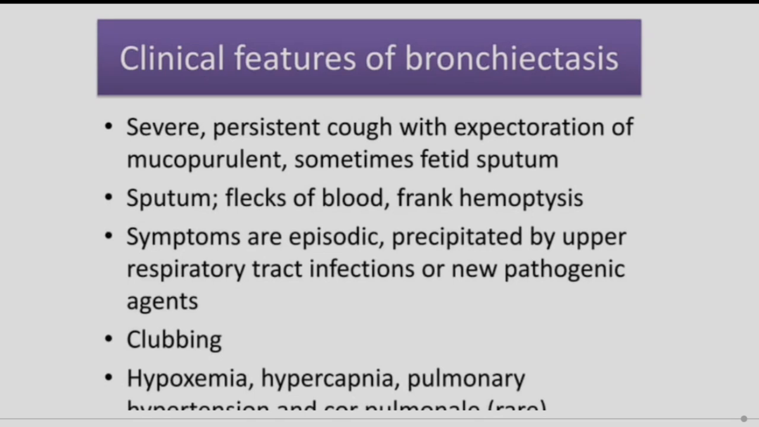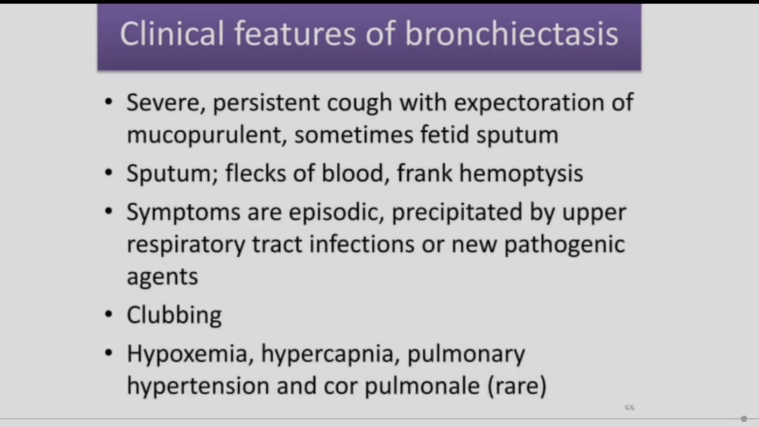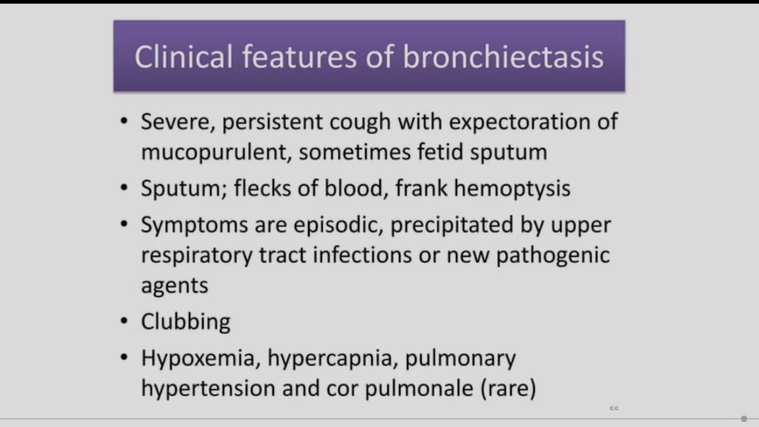Clinical features of bronchiectasis: severe persistent cough with expectoration of mucopurulent, sometimes fetid sputum, sputum with flecks of blood, frank hemoptysis, which I already told you that you will find blood in the sputum of bronchiectasis, which you are not going to find in chronic bronchitis or COPD. Symptoms are episodic, precipitated by upper respiratory tract infections or new pathogenic agents. Clubbing, hypoxemia, hypercapnia, pulmonary hypertension, and cor pulmonale are rare.